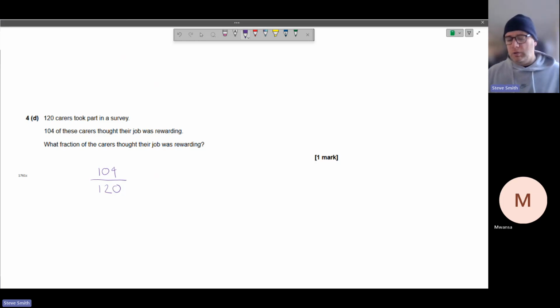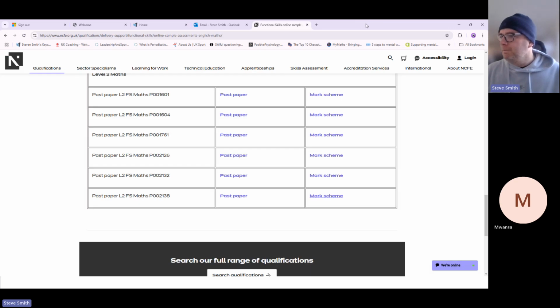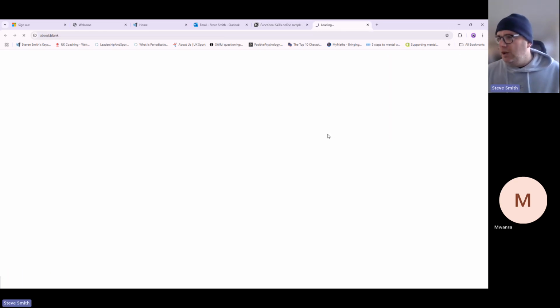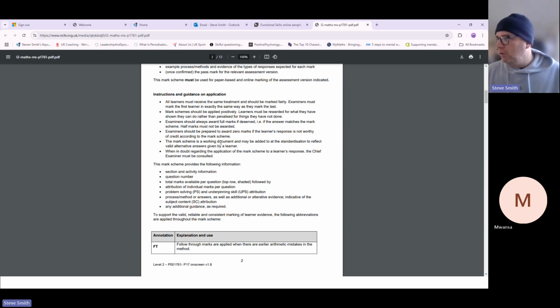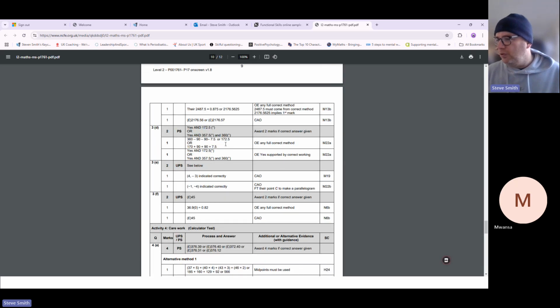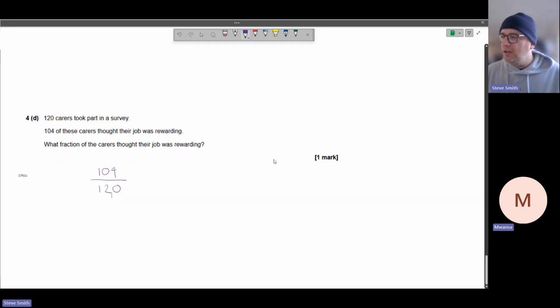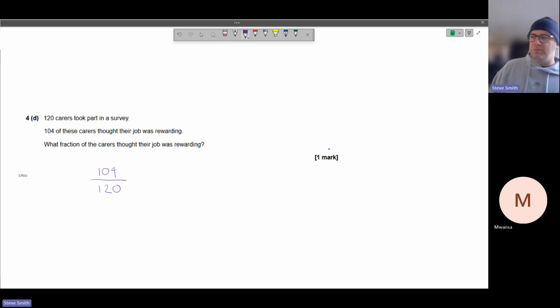Why wouldn't it let you keep it like that if it's not said simplify it? Yes, it lets you keep it at 104 over 120. So unless it says simplify it, and it's only worth 1 mark, it's asking you to say what you see. If it's for 2 marks, maybe, then it would have said simplify it.